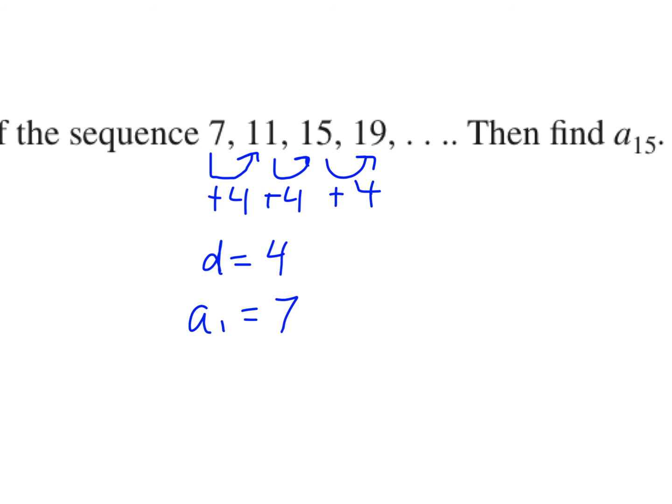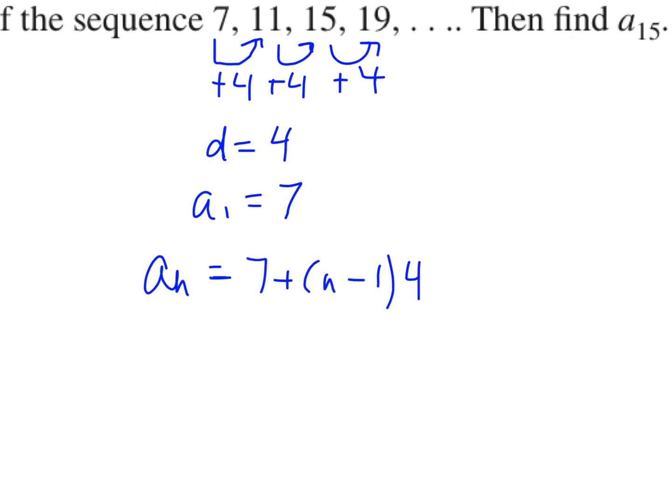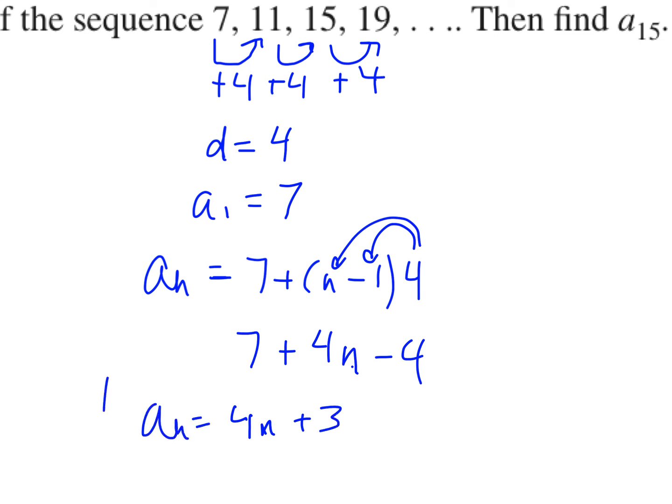7. So we have a sub n is equal to a sub 1, which is 7, plus n minus 1 times d, which is 4. How can we simplify? Distribute the 4. So 7 plus 4n minus 4. Then we can combine some like terms. We have 4n plus 3. So this is our rule.